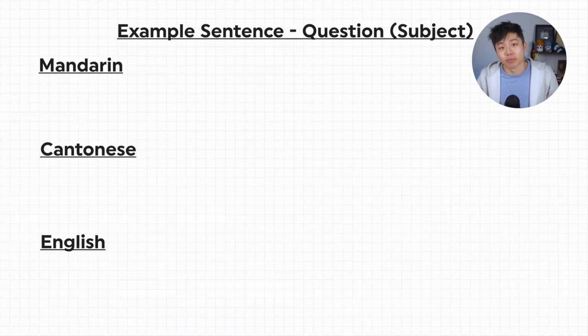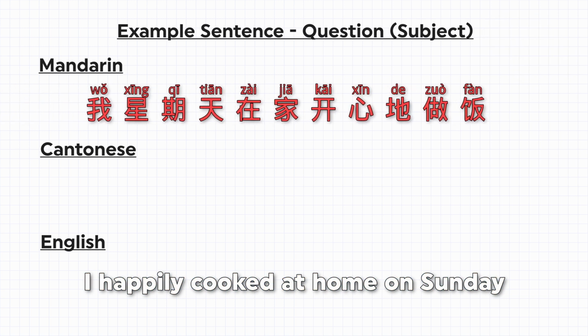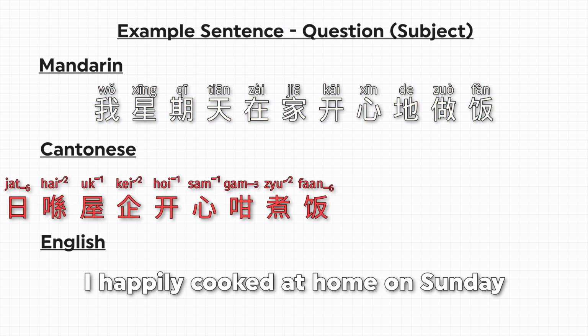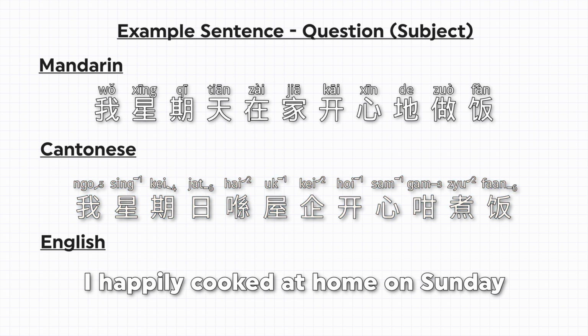Okay. So we're still working with this structure. Subject, time, place, manner, verb, object. Keeping that structure, okay? We're not going to change it at all. Let's use the sentence as our base. I happily cooked at home on Sunday. Okay? This one from earlier. 我星期天在家開心地做飯. In Cantonese, 我星期日喺屋企開心咁煮飯. Now let's make it a question by replacing one element, one brick at a time.